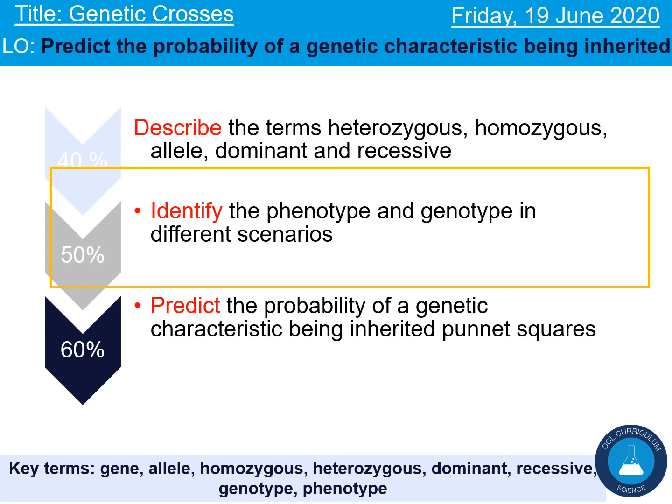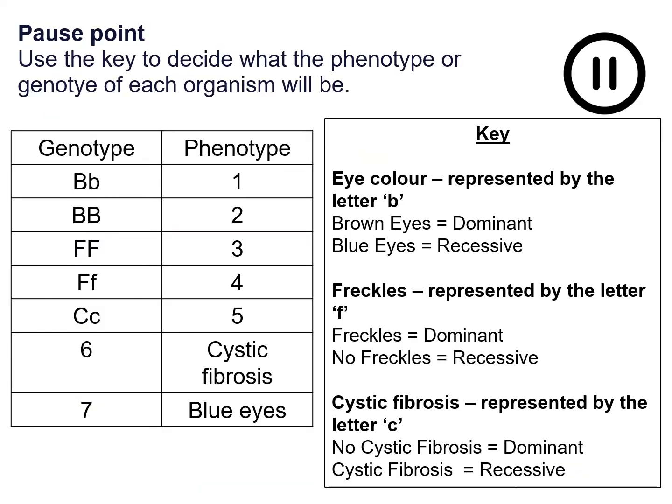Now we're going to move on to being able to identify the phenotype and genotype in different scenarios. For this series of 7 questions, you need to read the key. We're going to look at 3 different traits: eye colour, freckles, and cystic fibrosis, each represented by a different letter. And the key tells you which trait is dominant and which trait is recessive.